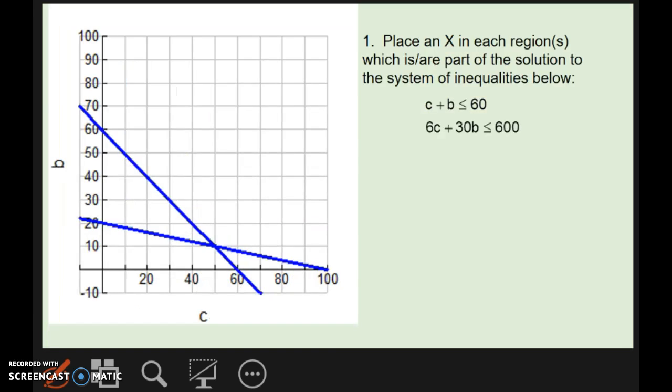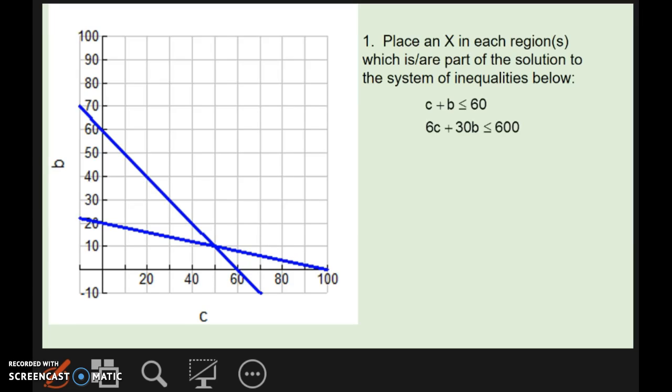So let's take a look at another example here. This we have C and B. Same idea, except now it's a little bit more challenging because we don't have any of those horizontal and vertical lines, which again makes it a little bit easier to identify the lines. So we are going to use our intercepts method to figure out which lines we actually have.